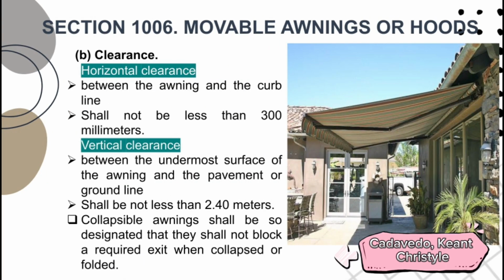Clearance. So, ito ulit. Horizontal and vertical clearance. Sa horizontal clearance, between the awning and the curb line shall not less than 300 mm. And then sa vertical clearance naman, between the undermost surface of the awning and the pavement or ground line shall be not less than 2.40 meters. Any collapsible awnings shall be so designated that they shall not block a required exit kapag i-close or tutupiin na yung isang movable awning or hood.